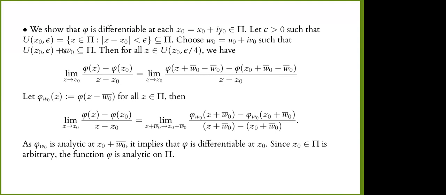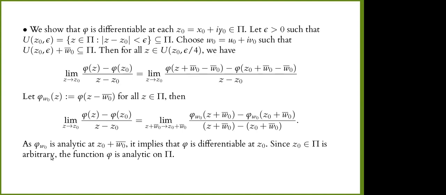So now whenever z is coming from this U of z naught, epsilon, or even a smaller subset U of z naught, epsilon by 4, for those z we see that the limit as z tends to z naught of phi of z minus phi of z naught divided by z minus z naught is the same as the derivative of phi suffix w naught at the point z naught plus w naught bar. Now the way we have chosen z naught, z, w naught bar, we get that phi w naught is an analytic function at z plus w naught bar. So this limit is finite, and hence our original limit is finite.